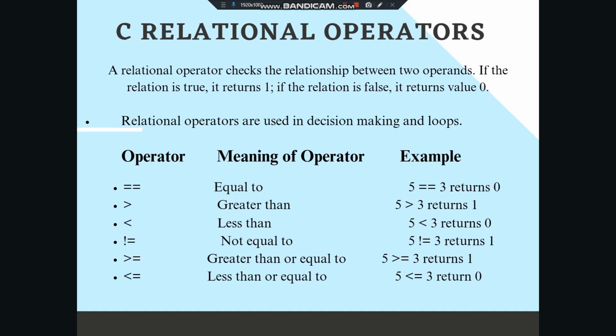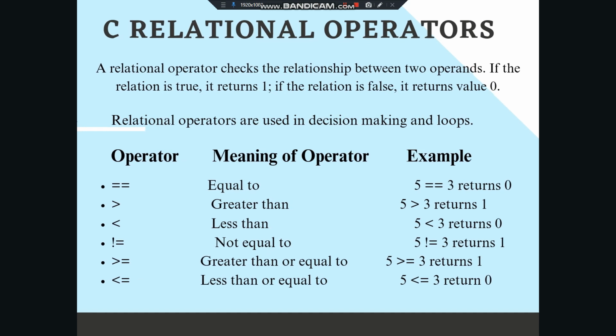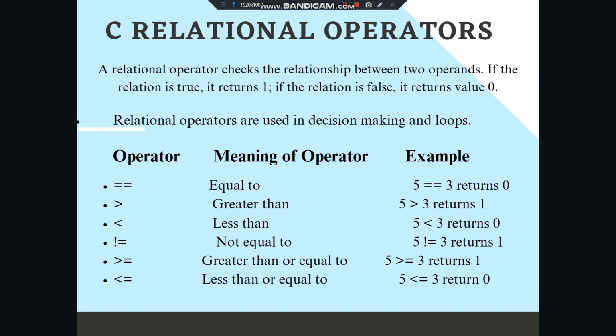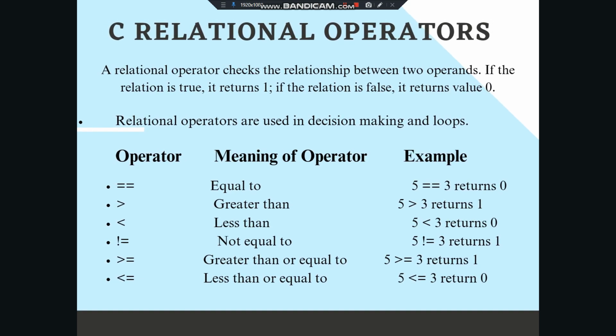We can see C relational operators. C relational operators check the relation between two operands. If the relation is true, it returns 1. If the relation is false, it returns 0. Relational operators are used in decision making and loops. We can see the operators: double equal to, not equal to, greater than, less than, greater than or equal to, less than or equal to.